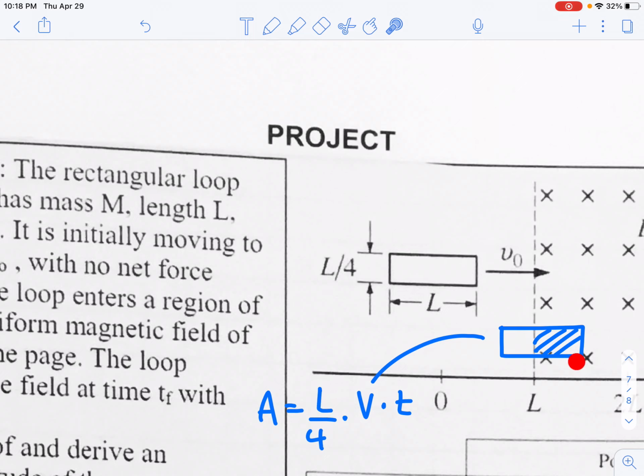This section here, the speed of this is V0. I should put a 0 there. V0 times t will tell you, actually, V0 would only be the speed when the loop first enters the magnetic field. As the loop enters further and further, that speed might change. So this could be its speed at any time. And when you multiply speed times time, what do you get? Distance, right? Distance is speed times time. So how far this goes in is the speed times the time.